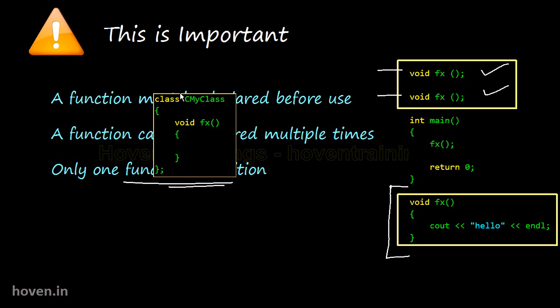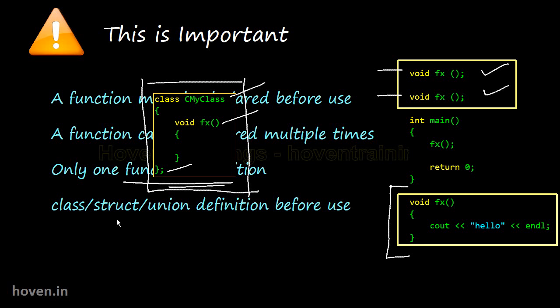Let me next take the situation with class definitions. This is a class definition. The name of the class, a function inside the class, the definition closes here. This definition has functions also. The definition of a class, struct, or union should appear before any objects are created. It is just like a function declaration which has to appear before use. On the same pattern, the definition of a class has to appear before objects of that class are created.